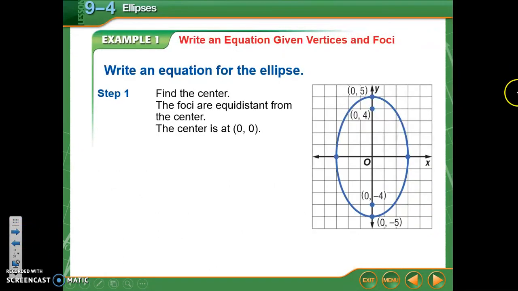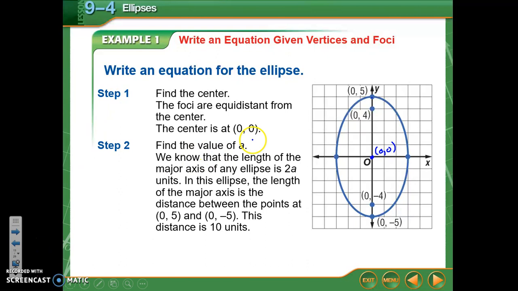All right, so we're going to start by writing an equation for this ellipse. Here we're given a vertical ellipse, so that means my major axis goes from (0, 5) to (0, -5), and my minor axis is horizontal. So first I need to find the center. Pretty easy to see in this one. It's halfway between the foci. So here my center is (0, 0).